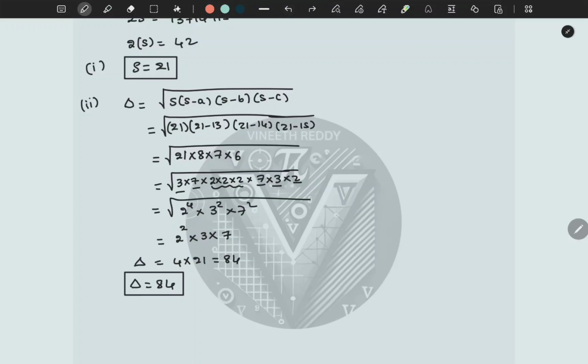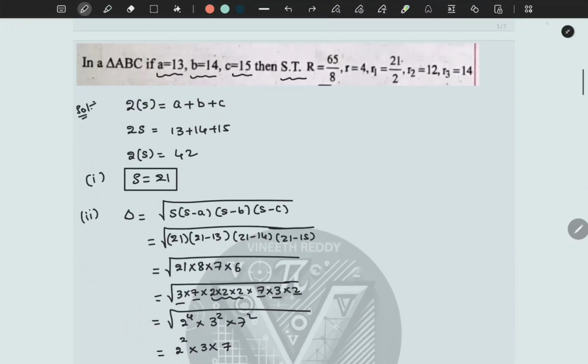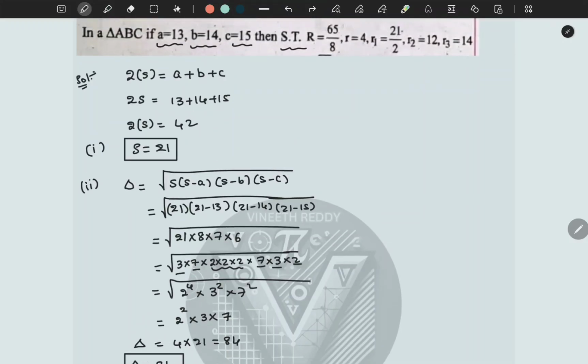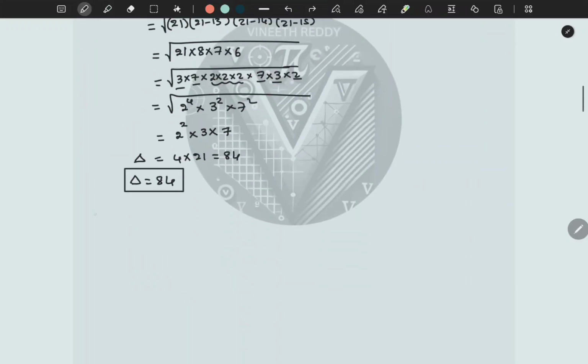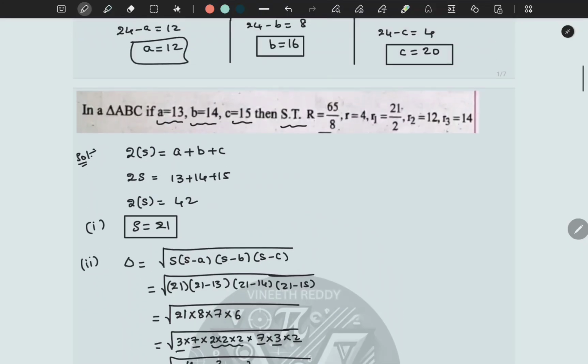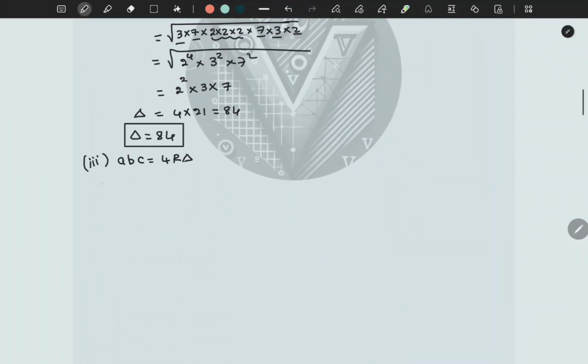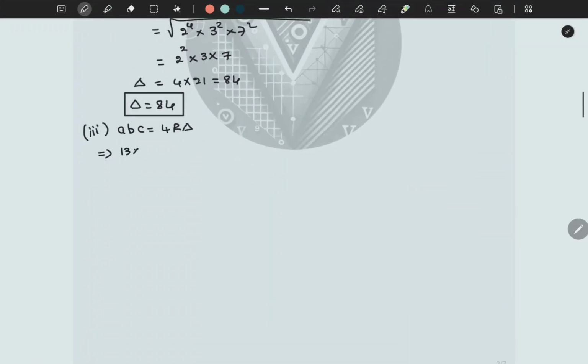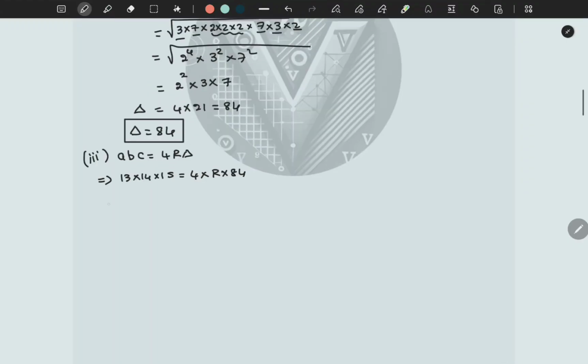So this is step 2, dear students, very simple. Now step 3, we need to find R. So next step we will be using this particular formula, that is a into b into c is equal to 4 into R into delta, to find the value of R. They have given a as 13, b as 14, c as 15. So 13 into 14 into 15 should be 4 into R into 84.